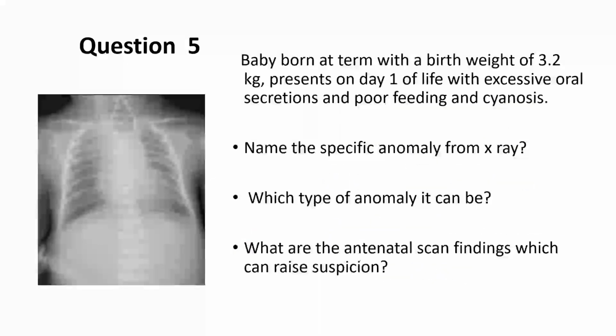The next question is, baby was born at term with a birth weight of 3.2 kilos, present on day one with excessive oral secretions and poor oral feeding and cyanosis. So name the specific anomaly from the X-ray. From this anomaly, which subtype of this anomaly it is, and what are the antenatal scan findings which can raise the suspicion of this?